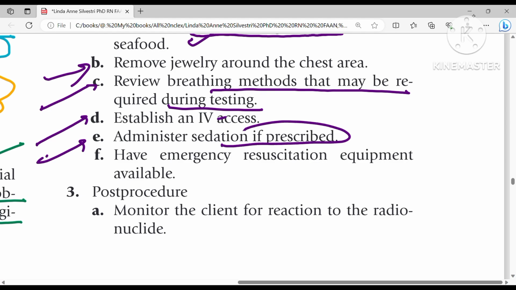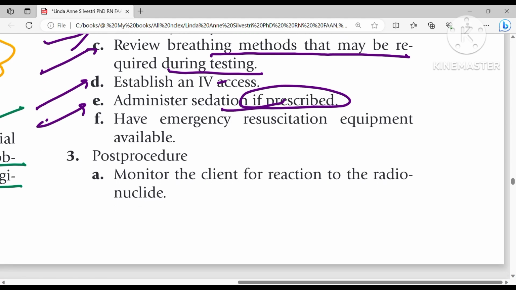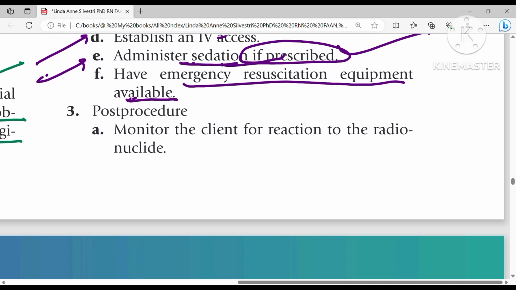Administer sedation if prescribed. If the patient is not able to lie down, meaning the patient is irritable and not cooperative, we can give some sedation if prescribed. Have emergency resuscitation equipment available. Emergency resuscitation equipment should be available.